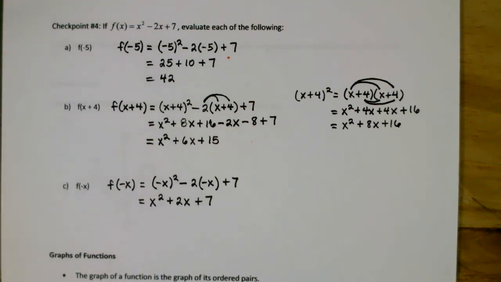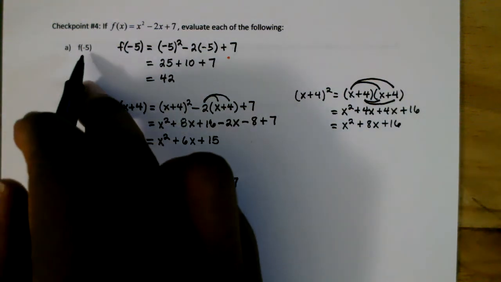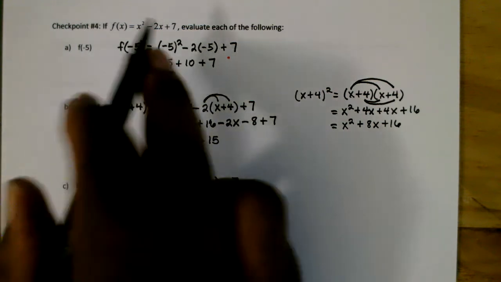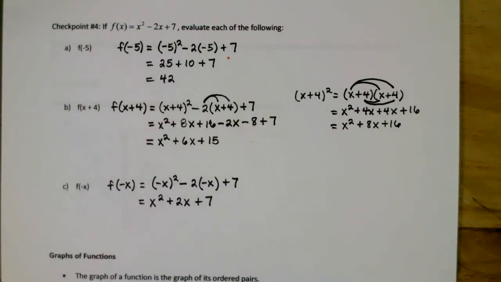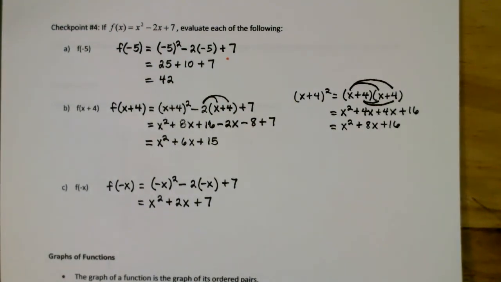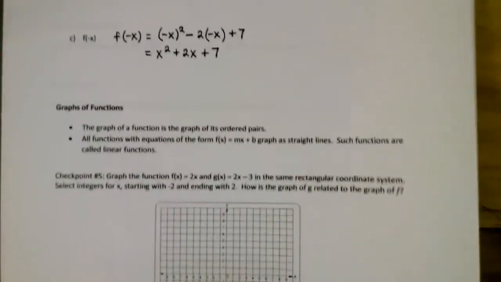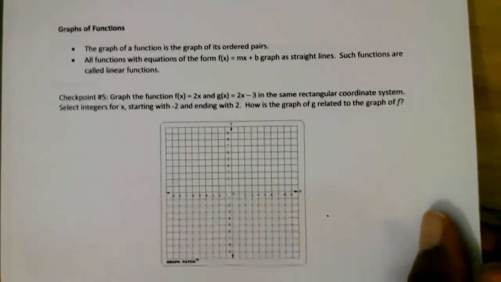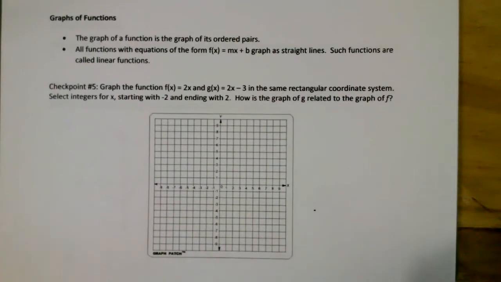Okay. So that's how we use function notation to substitute either a numerical value or an algebraic expression for x in the given function f of x. All right, next we'll look at graphs of functions. And here we're going to use a point plotting method.